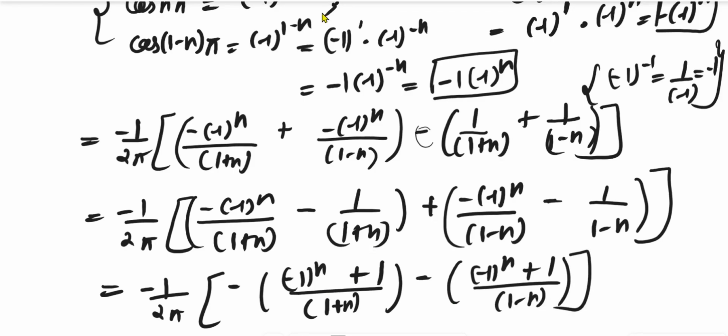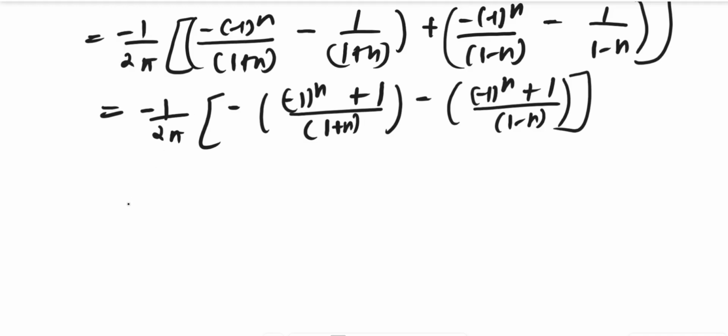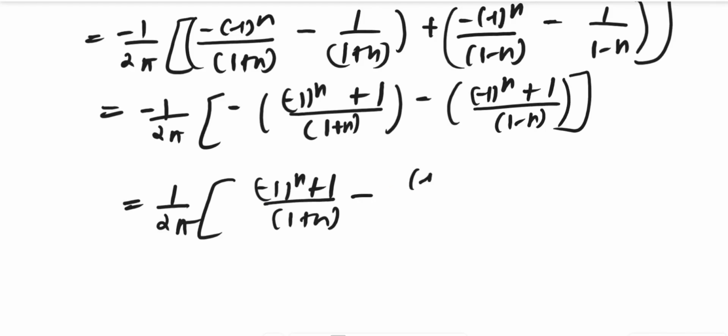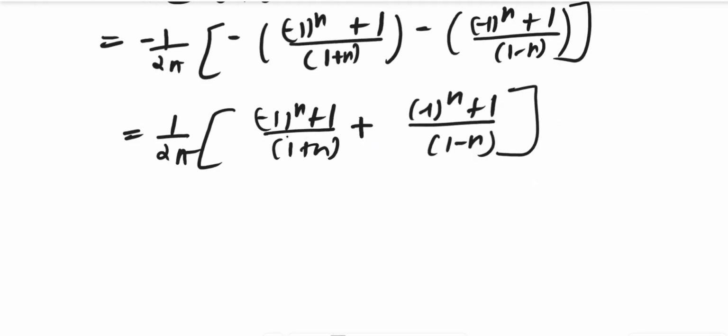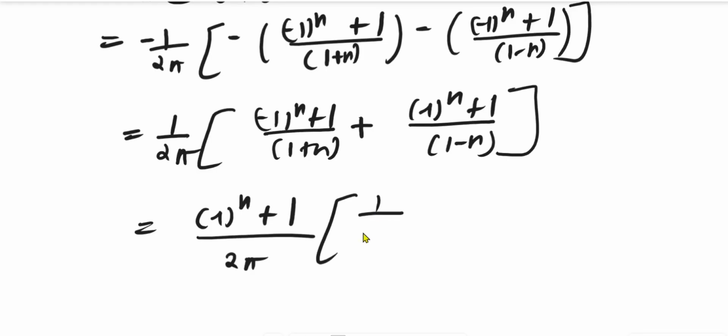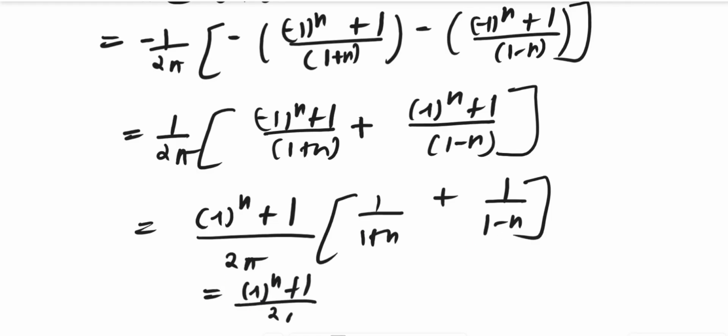Since the denominator of both is the same, again take minus common, so minus plus it is 1 upon 2 pi. In the bracket it remains minus 1 raised to the power n plus 1 divided by 1 plus n, minus 1 raised to the power n plus 1 divided by 1 minus n. Since we had taken minus common, this will be plus. Now take the numerator common, so it is minus 1 raised to the power n plus 1 divided by 2 pi. In the bracket it is 1 upon 1 plus n plus 1 upon 1 minus n, which we will simplify.